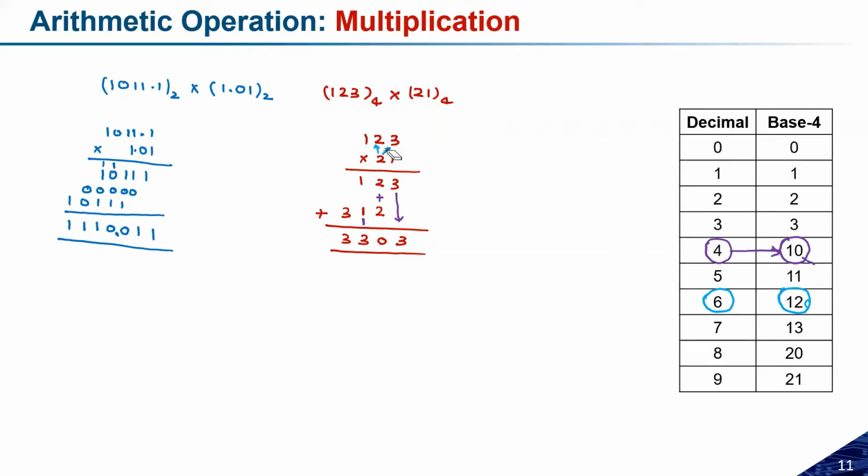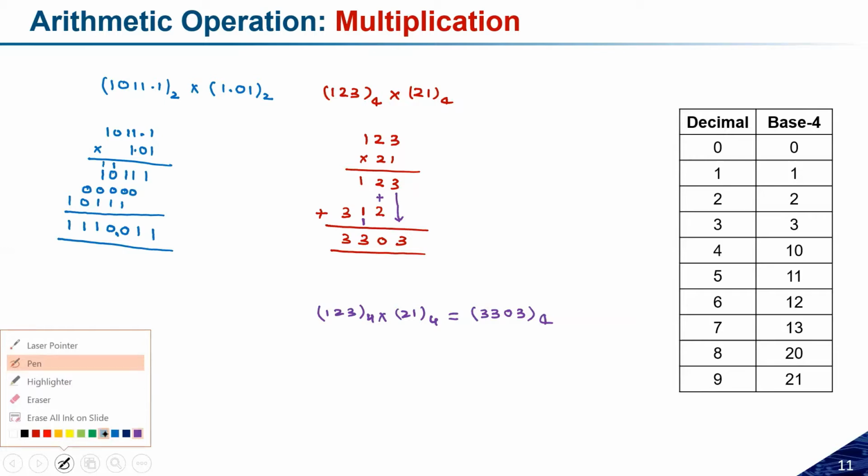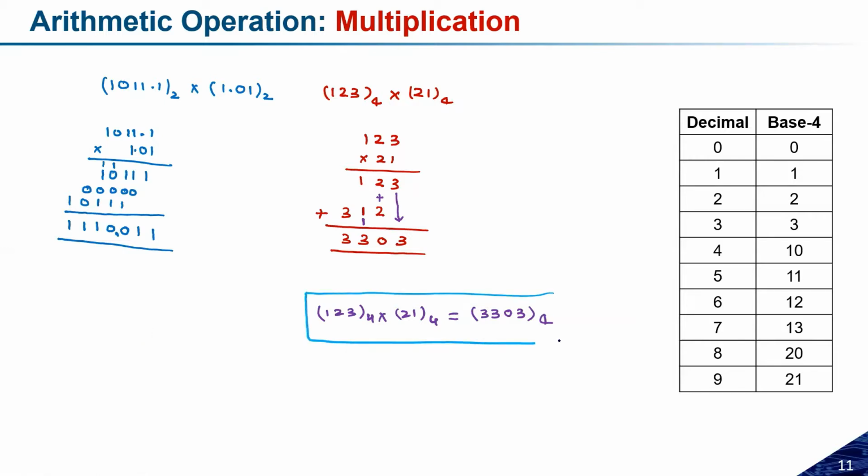So this is how we multiply numbers in other bases as well. So this is simple: 123 base 4 into 21 base 4 is coming around 3303 in base 4. Okay, so this is an important point of consideration.